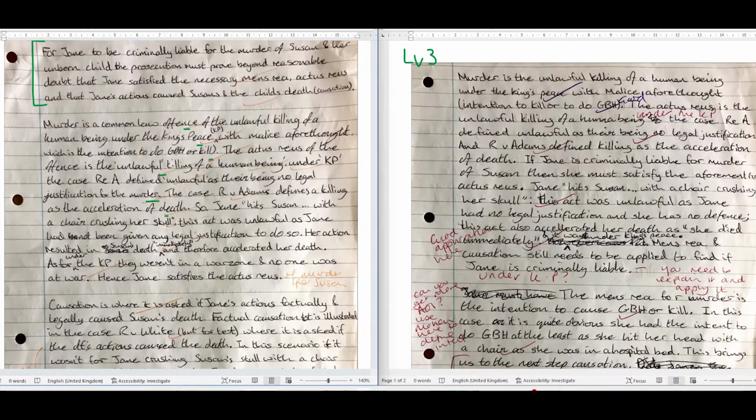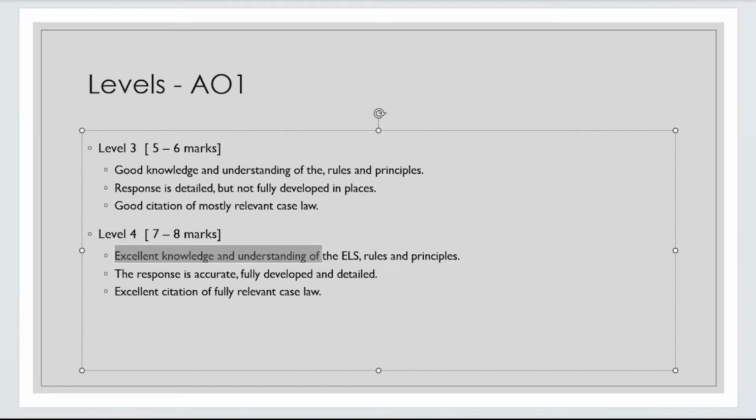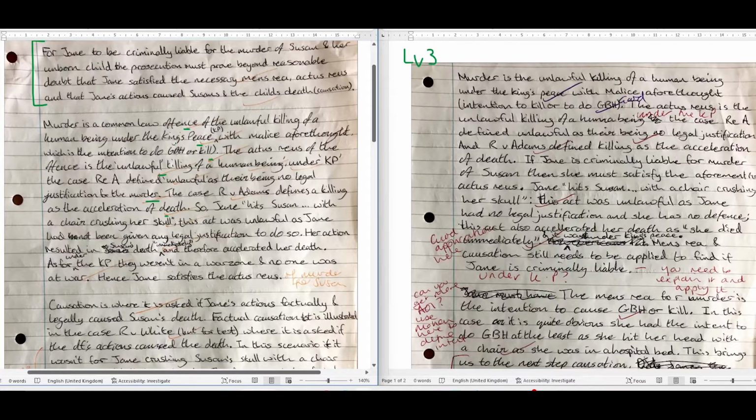So as you can see, there are a lot of ticks, and that is because it's fully developed. The AO1 here is fully developed. So if we take a look at what was needed for the AO1, excellent knowledge and understanding of the rules and principles. The knowledge and understanding of the rules and principles would have to be fully developed and detailed, and you'd have to cite relevant case laws. So let's make sure that it's fully developed, detailed, relevant case laws are cited, and there's an excellent understanding of the rules and principles of murder.